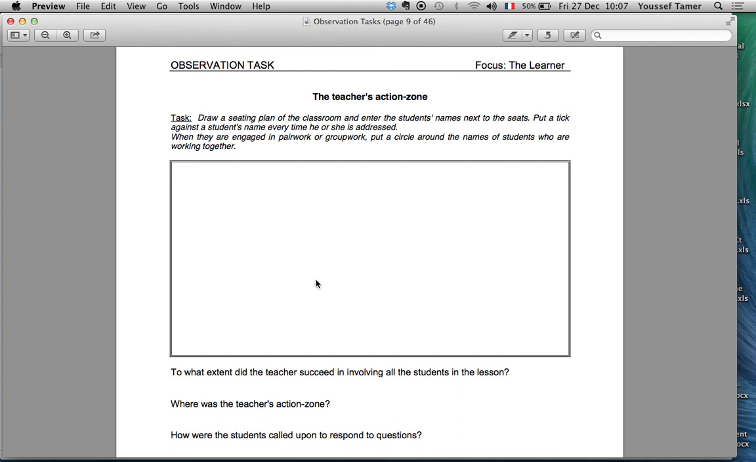Put a tick every time a student participates. So you're going to notice at the end that you have the action zone appearing, with many ticks in some places, but in other places you're going to find one tick. So it's one of the ways to handle this issue in an organized way.